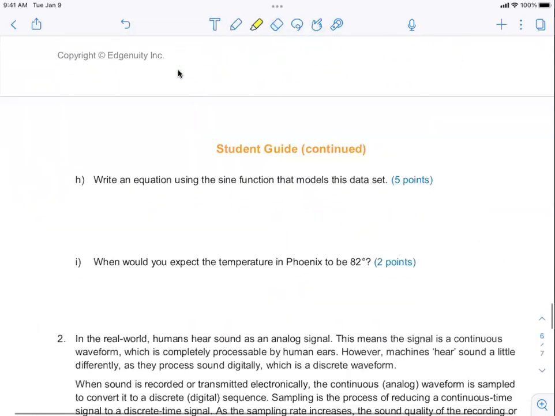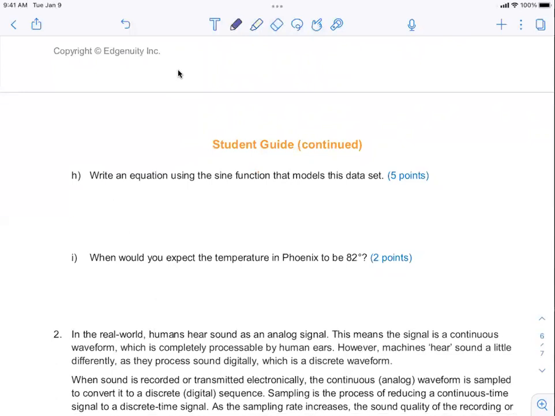Write an equation using the sine function that models this data set. So when we put it all together, y is equal to 19.5 sine pi over 6 times x minus 4, plus that vertical shift 86.5. Good.